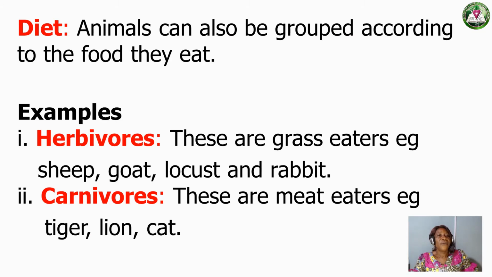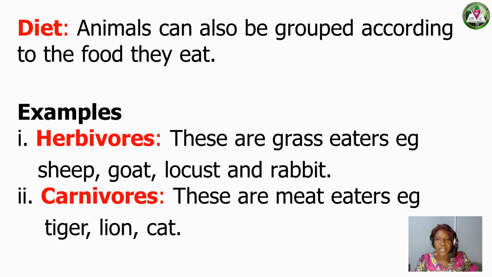Now, we want to look at the diet. It is another feature of animals. Animals can also be grouped according to the food they eat. For example, there are ones we call herbivores. What are these herbivores? These are grass eaters. I repeat, herbivores are grass eaters. They are the animals that eat grass.